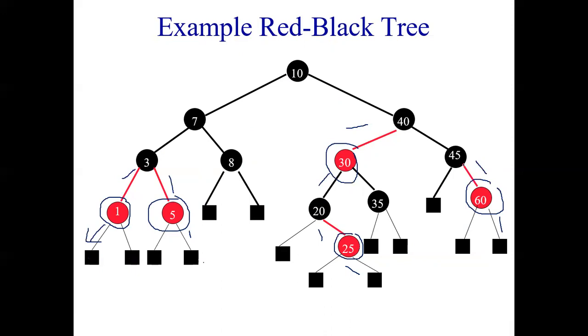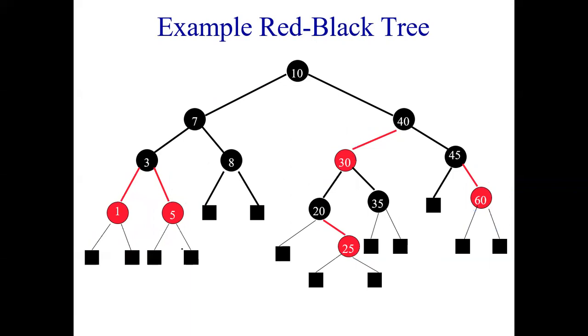Done. Third is no two adjacent nodes should be red in color. So that is what we have checked. No two adjacent nodes are in red color. There are no child and parent both red in color. And the fourth condition is the number of black nodes that you encounter from root to the external node should be the same in all the paths. It is the same in all the paths, right? So these are the conditions for a red black tree.